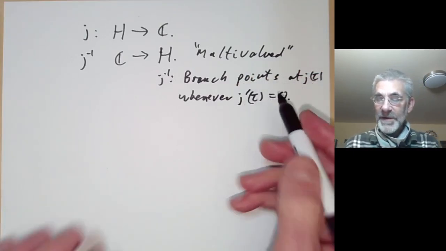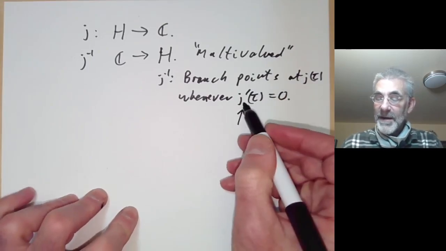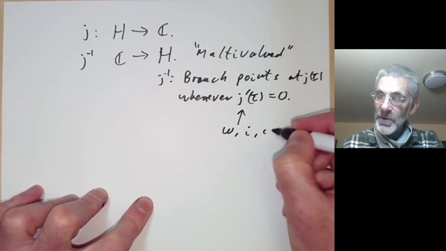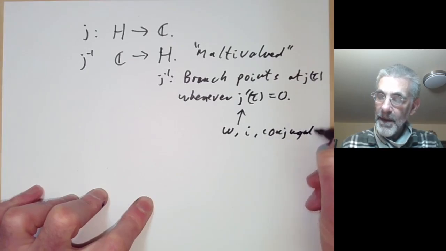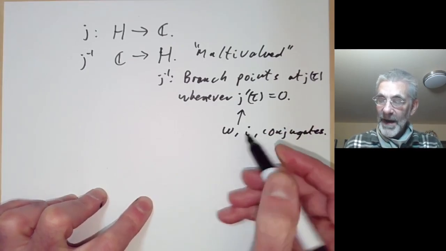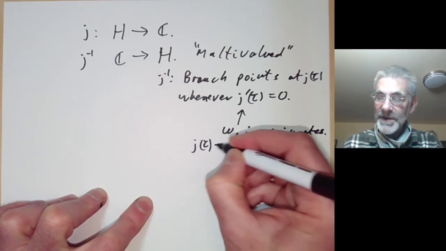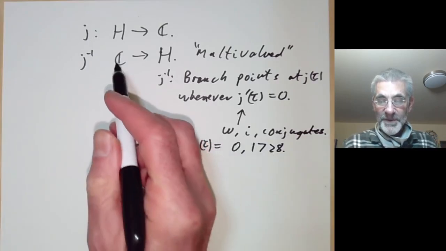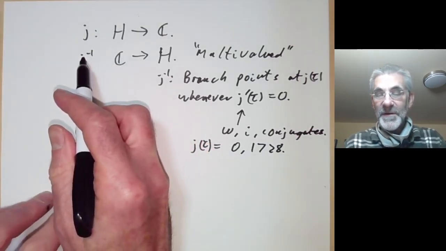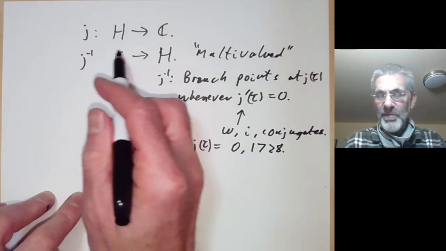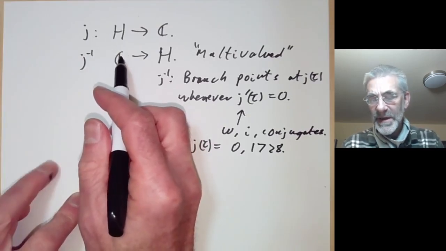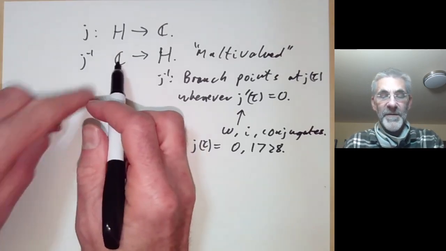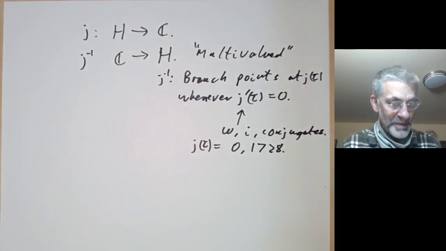And we can figure out what these branch points are because j of tau has derivative 0 only at omega and i and all the conjugates under SL2Z. And j of tau at these points is always equal to 0 or 1728. So the inverse function of j has branch points at these 2, 0 and 1728, and otherwise it behaves nicely if you don't mind it being multi-valued.